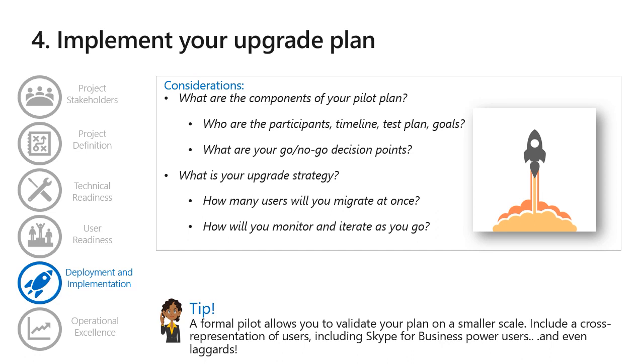Now, it is critically important when we build the pilot that we have a great cross-representation of our users. We don't just want to grab IT, because that's not a great representation of our end user population. So we should have a good representation of various personas, including some power users in the Skype for Business world, so that we can understand where they may identify challenges moving forward into Teams. And don't forget, you probably want to get some of the laggards too, because again, we want to understand how we're going to need to adapt and iterate our upgrade strategy as we move throughout this deployment.